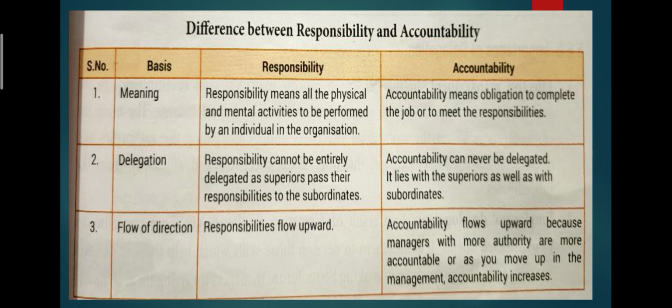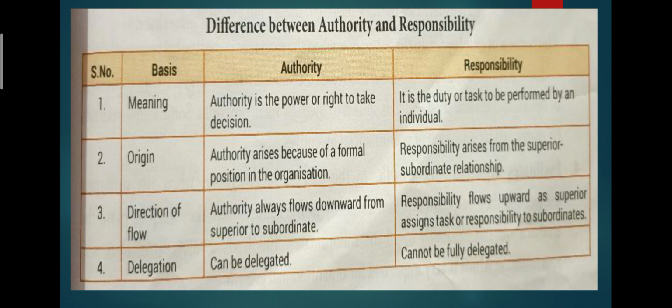Flow of direction, children, this is that both flow upward. This is for your knowledge only. Responsibility also flows upward. Accountability also flows upward. Then comes the difference between authority and responsibility. What is the meaning of authority and responsibility? Authority is the power or right to take the decision, and responsibility is the duty to complete tasks.